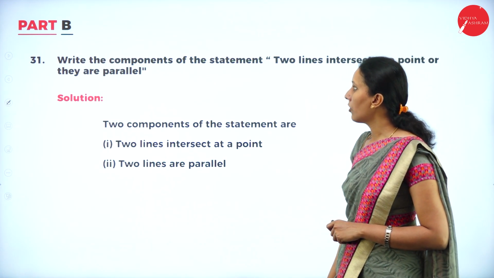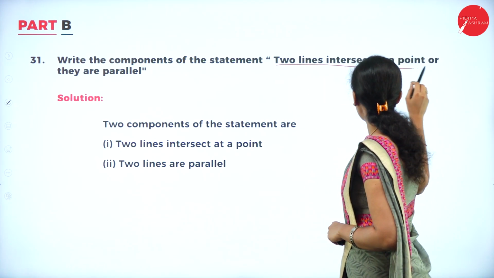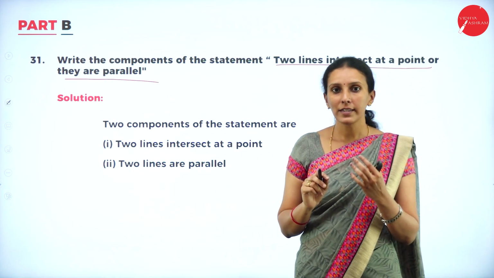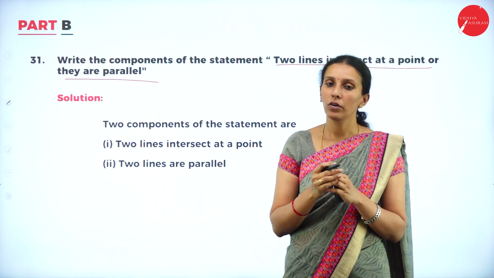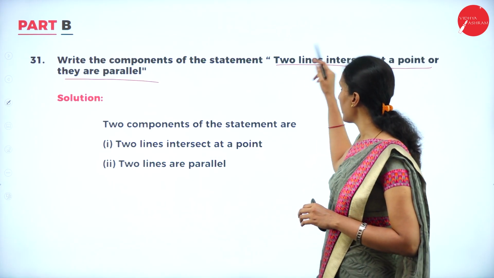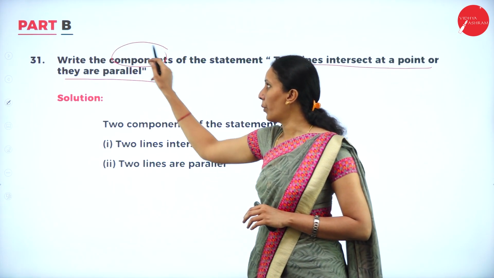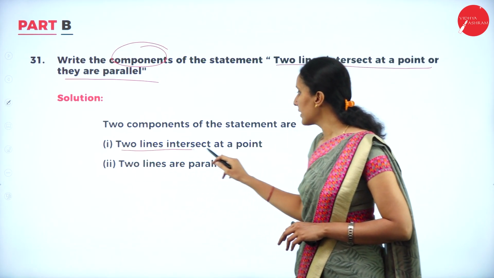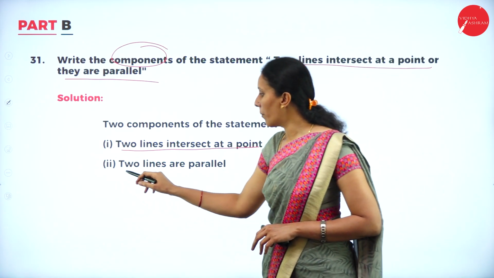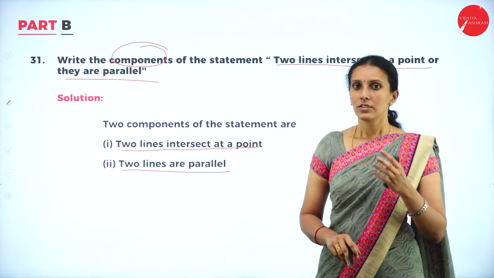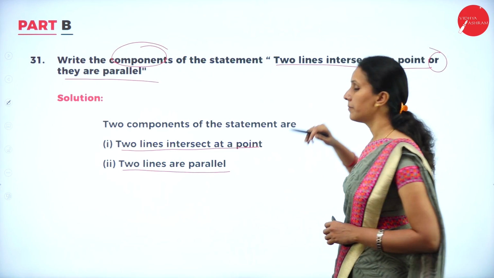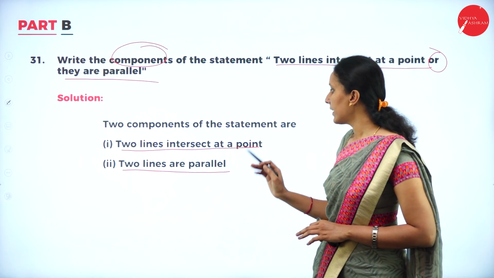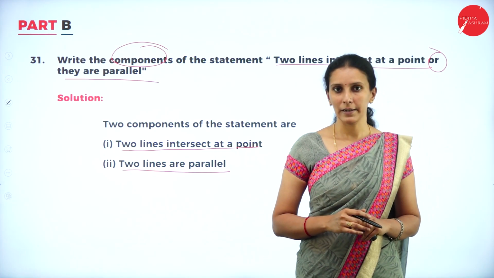Next one, write the components of the statement: two lines intersect at a point or they are parallel. A compound statement is connected with more than one statement. So here we have two statements that can be called components. What are the statements used here? The first one is two lines intersect at a point and the second component is two lines are parallel. They are connected by the word or here. Hence, the two component statements are two lines intersect at a point, two lines are parallel.